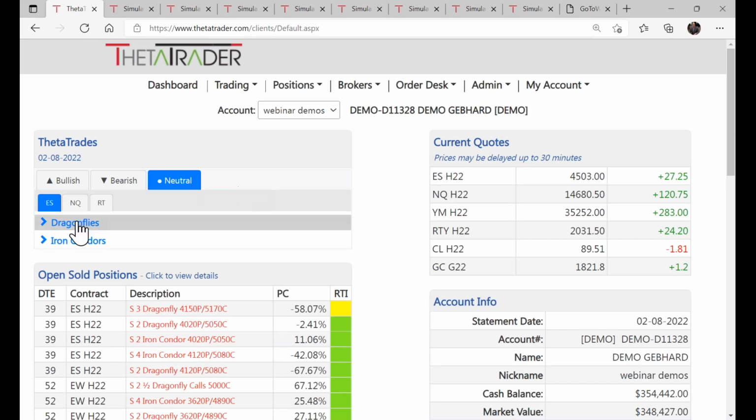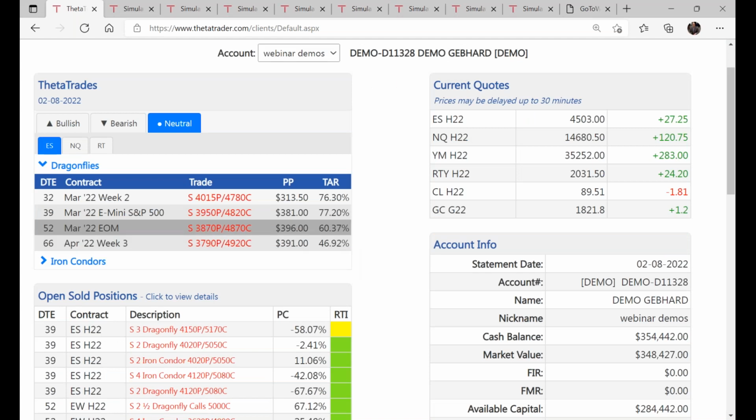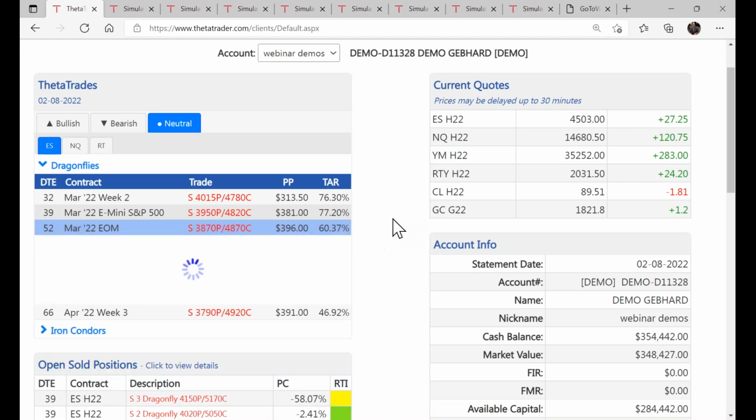And let's look at the Dragonfly. We'll do the March end of month Dragonfly.